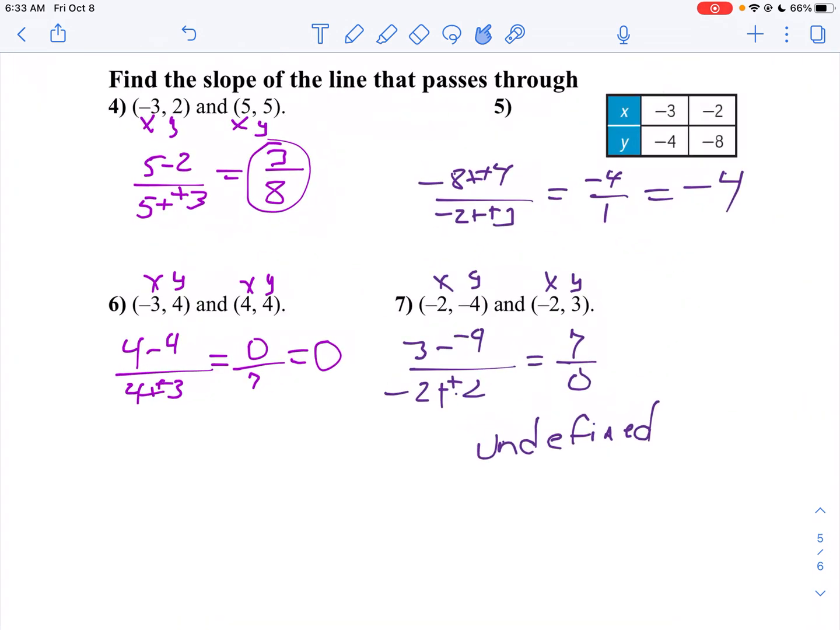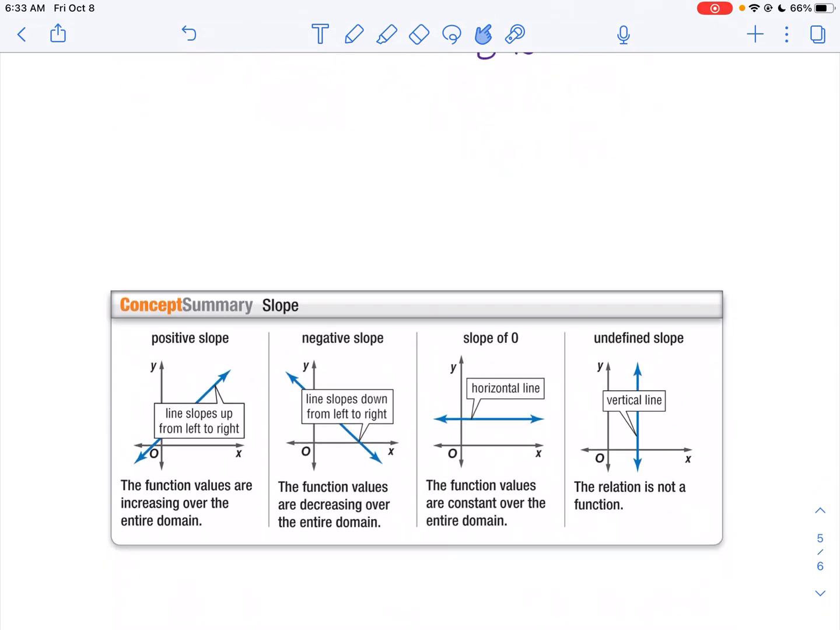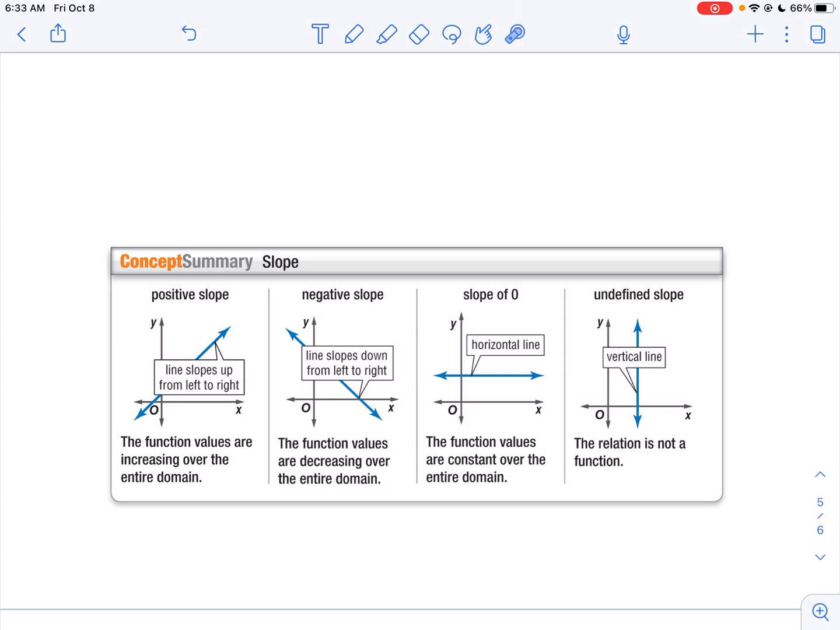Now, we can relate this to the graph on the bottom of your page. If your slope is positive, like in example 4, your line is going to be going up from left to right. If the slope is negative, like example 5, it's going to be going down from left to right. If it's 0, it's going to be a horizontal line. And if it's undefined, it's going to be a vertical line. That's the one that's not a function.